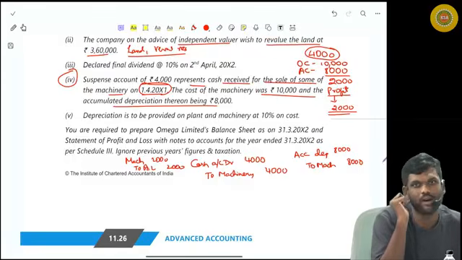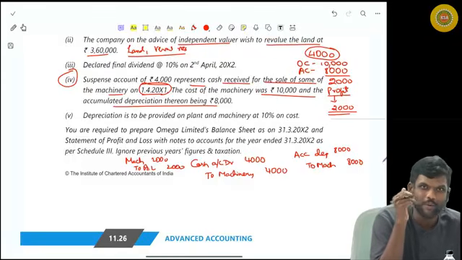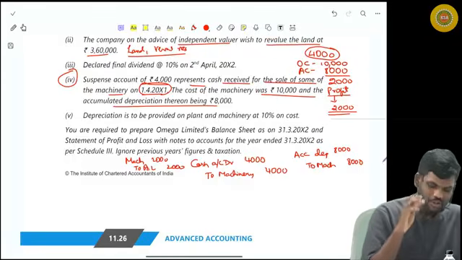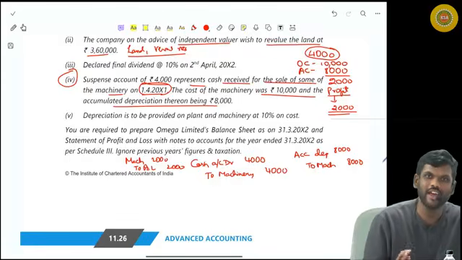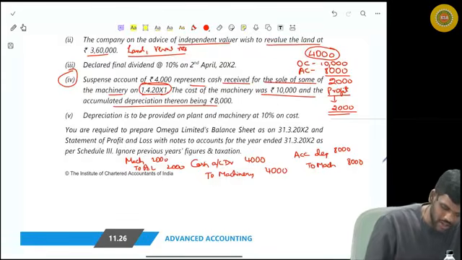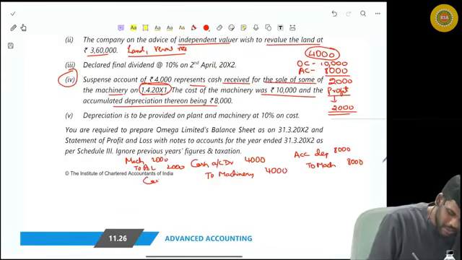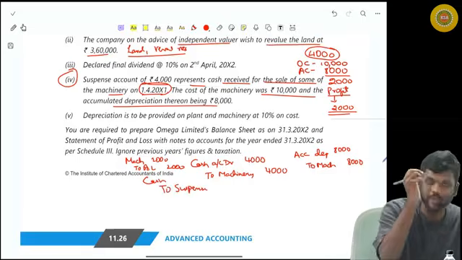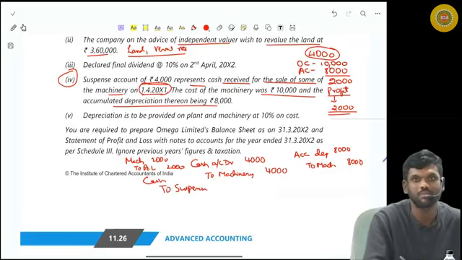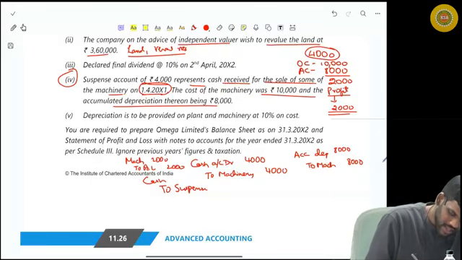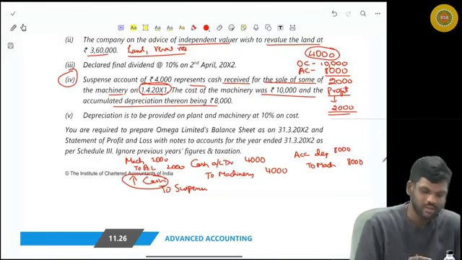This is how they should have passed the entries. But what these guys did, whatever cash they received, they only passed one entry. They just passed the entry as cash account debit to suspense. That means they have increased the cash balance.